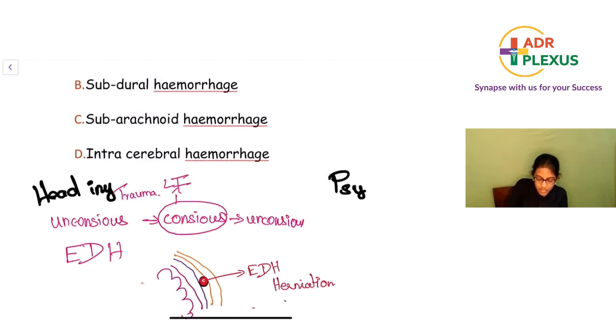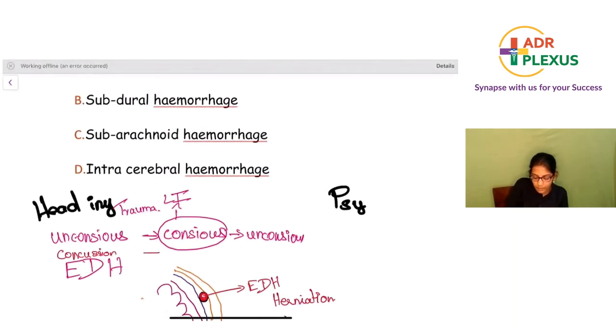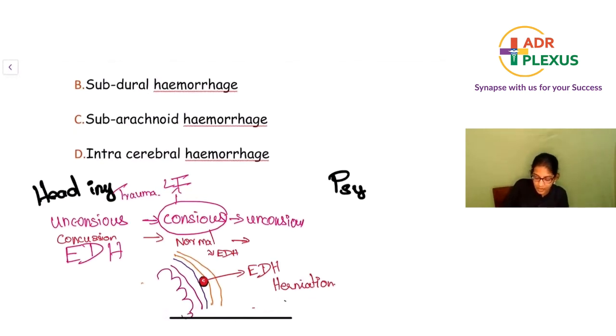Okay, so first, during the unconscious stage, he's having concussion, right? And after that, what happens? He tends to be normal. Okay, he keeps walking around, but during this normal phase, what is happening? EDH is accumulating, and after that, what happens? The brain, because of the pressure effect, right? Intracranial pressure increases and the brain will herniate. This results in unconsciousness. So this is seen mainly with EDH.